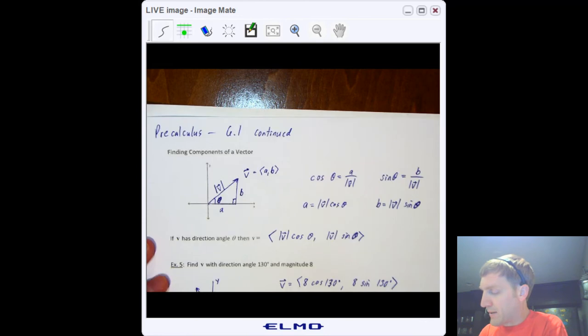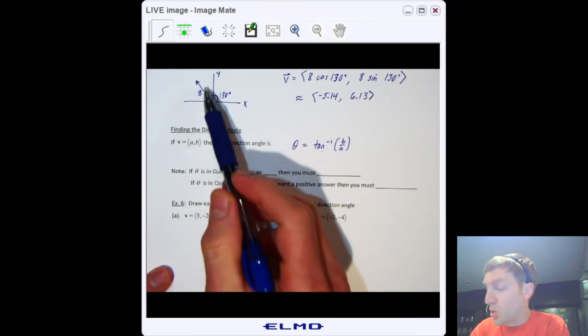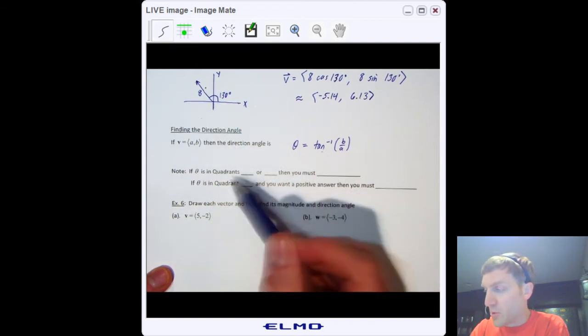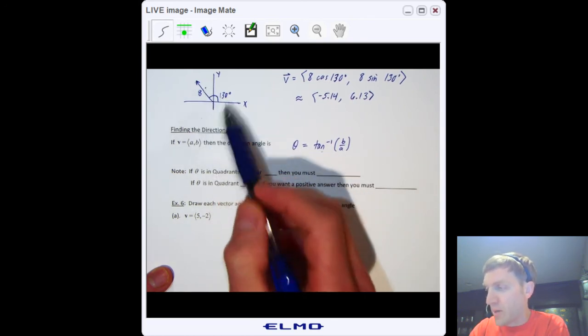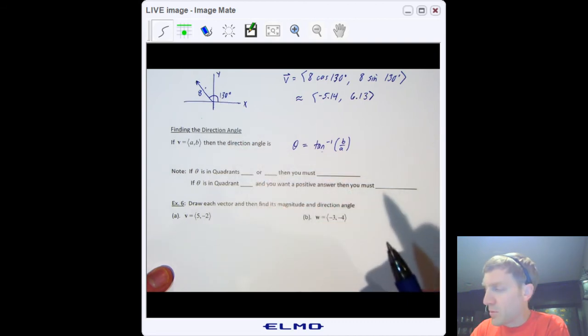So come back to here. What if my angle is in quadrants 2 or 3? Inverse tangent will never ever give you an angle in quadrant 2 or 3. If you do inverse tangent on your calculator, it will never give you an angle in quadrant 2 or 3. It'll always give you an angle in quadrant 1 or 4. Okay, well, what do I do?